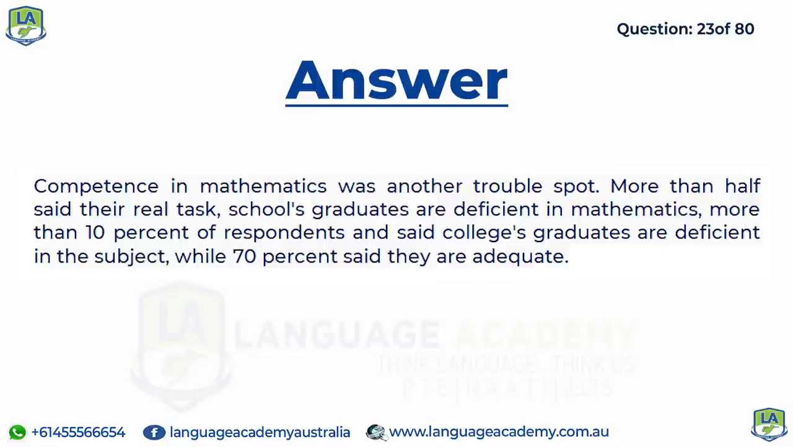Competence in mathematics was another trouble spot. More than half said their real task. School's graduates are deficient in mathematics. More than 10% of respondents said college's graduates are deficient in the subject, while 70% said they are adequate.